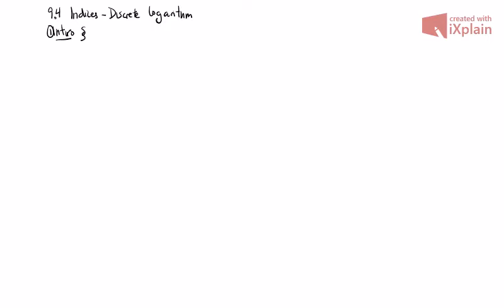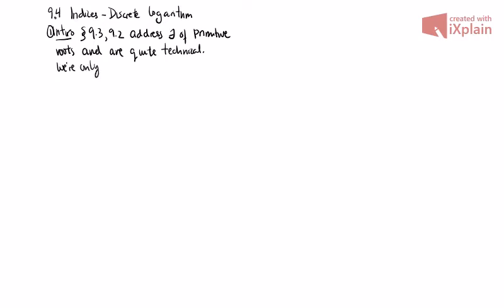So let's say sections 9.3 and 9.2 address the existence of primitive roots, and are quite technical. So we just want to look at what we can do with them. We're only interested in what we can do with them.